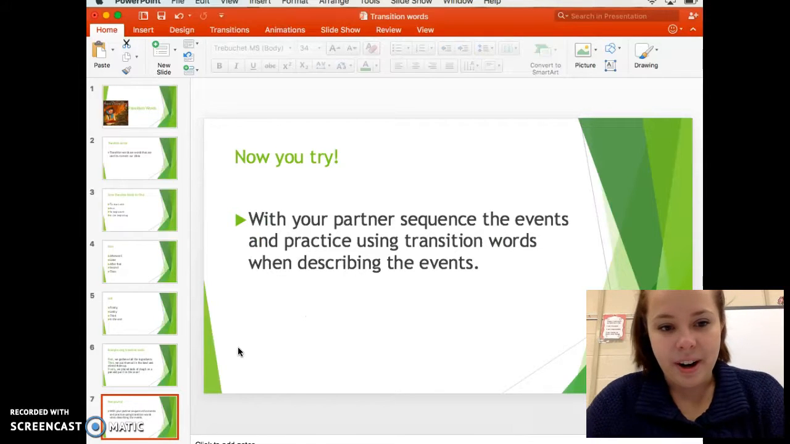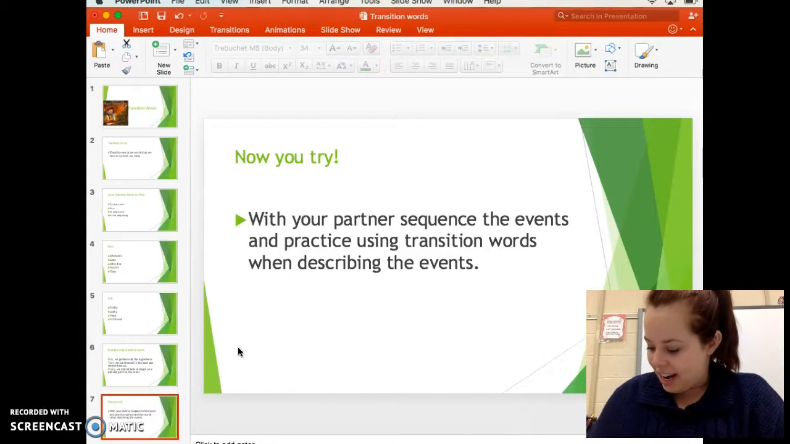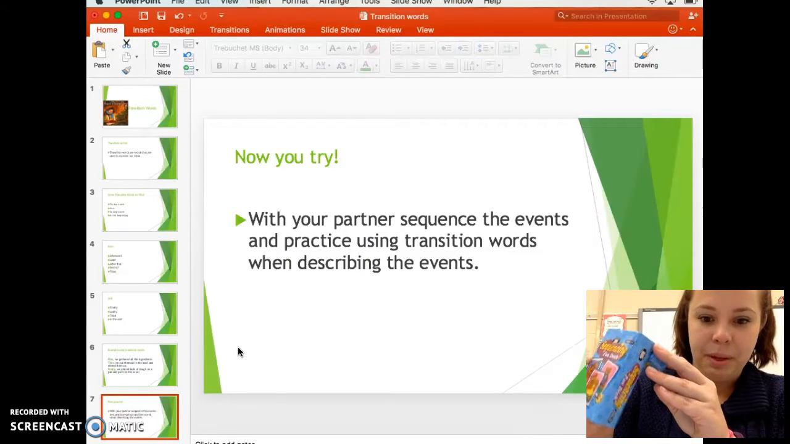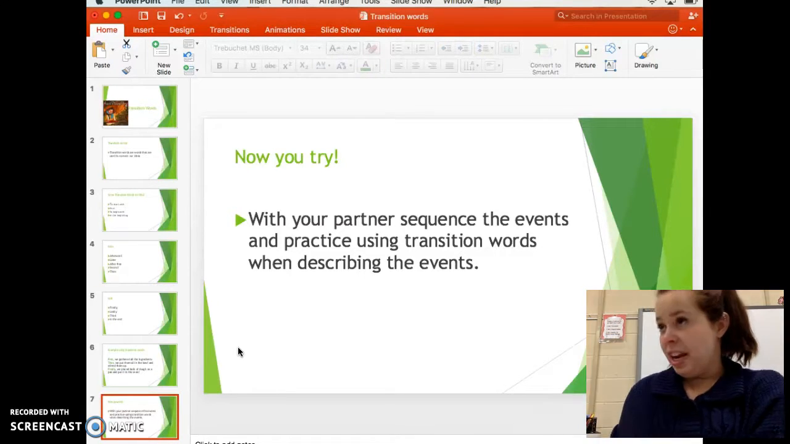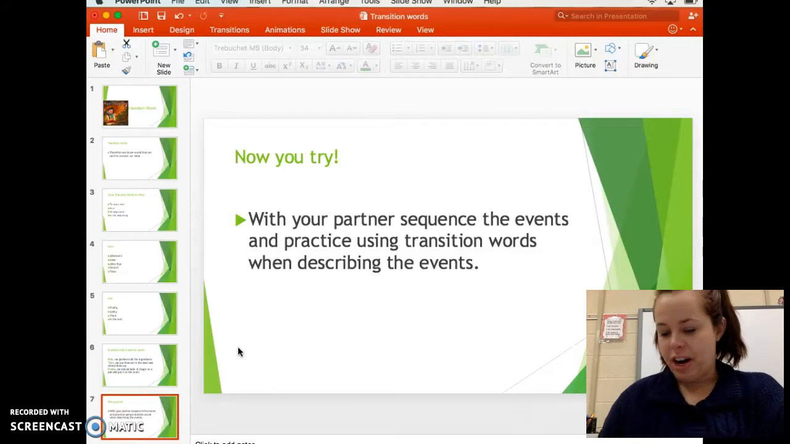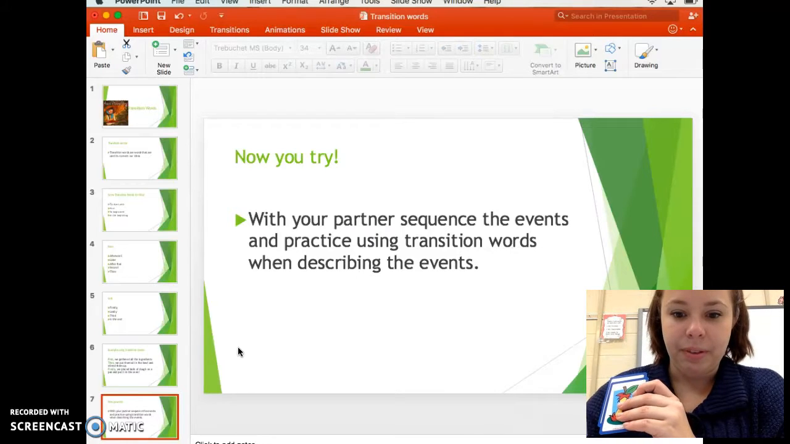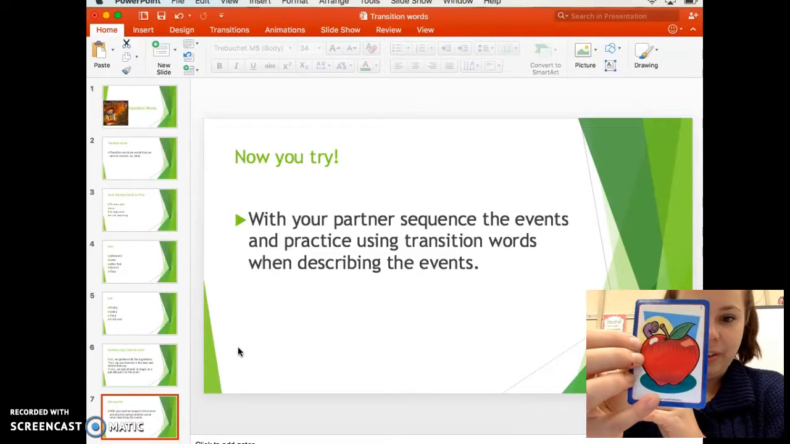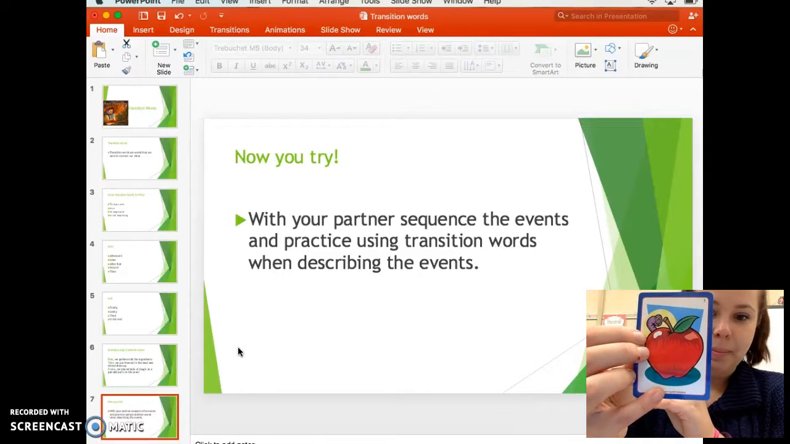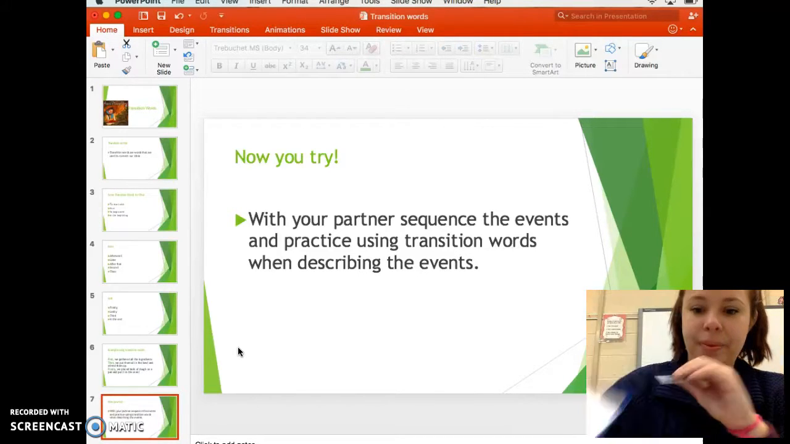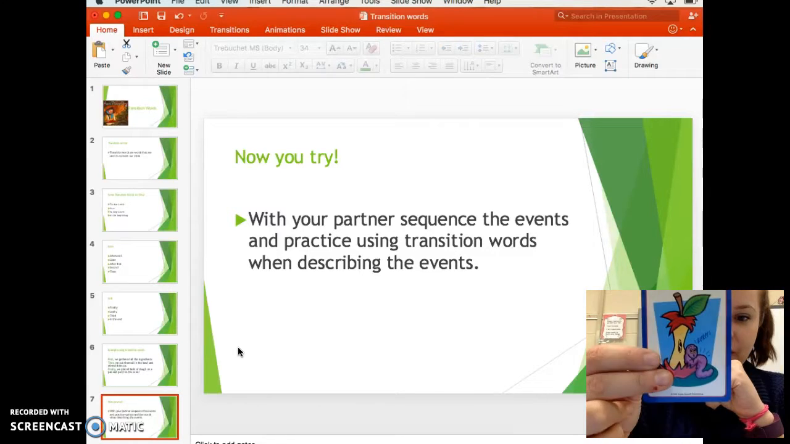So this part, I will be passing out sequence cards made by Super Duper. I love these people. And each group will get a set of cards. So we've got the worm discovering the apple. We've got the worm eating the apple. And then we've got the worm being nice and full.